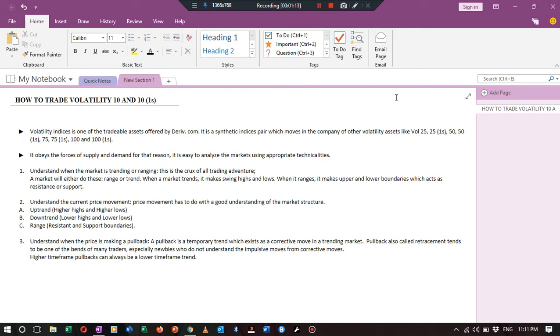Okay, in trading Volatility 10 and 10 (1s), I need you to know that the market obeys the forces of supply and demand. For that reason, the market could be analyzed using technical analysis. That simply means that in synthetic indices, we don't have the interference of the fundamental and sentimental aspects of market trading. So what must you know to trade Vol 10 and 10 (1s) successfully?